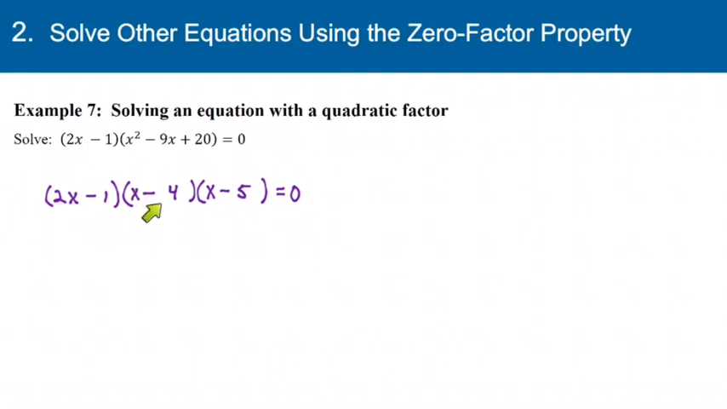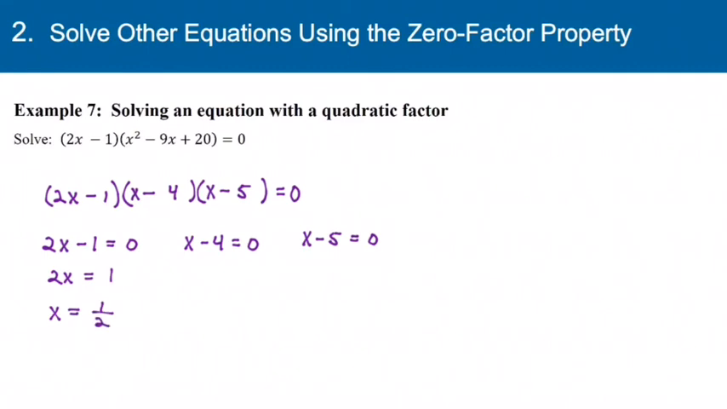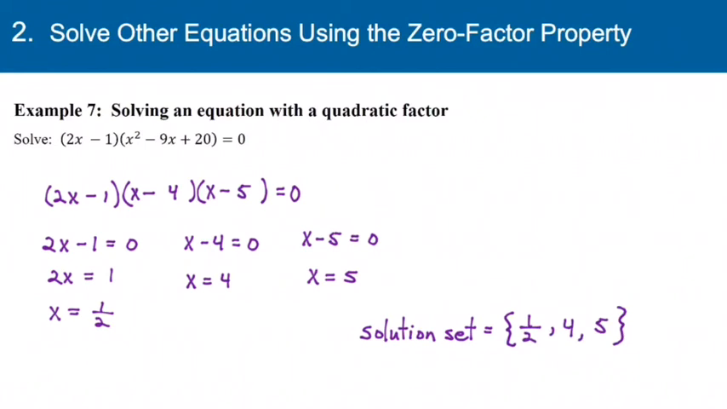That means one of these factors has to be 0. So we have to find out what is the x value that causes each one to be 0. So if 2x minus 1 equals 0, then add 1 to both sides, 2x equals 1. Then divide both sides by 2, and x equals 1/2. If x minus 4 equals 0, then x equals 4. If x minus 5 equals 0, then add 5 to both sides, and x equals 5. So our solution set here is 1/2 and 4 and 5.